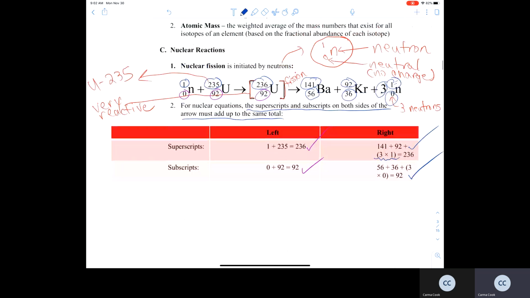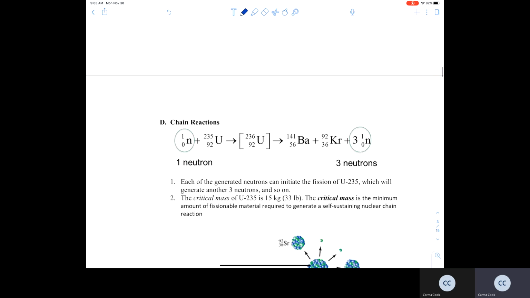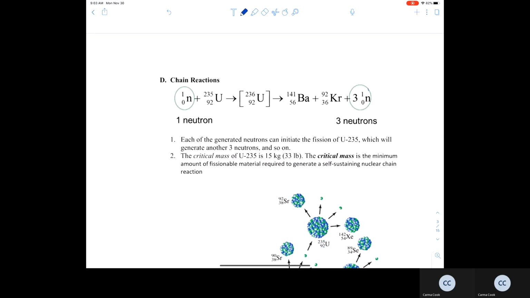And so I talked about the fact that one of the products of the nuclear fission of uranium-235 were these 3 neutrons. So those 3 neutrons have the ability to go on and bombard the nuclei of other uranium-235 atoms, and therefore cause them to split, producing even more neutrons, which can go on and split more uranium-235 nuclei. So this is called a chain reaction. It keeps going and going until there's no more uranium-235 available.